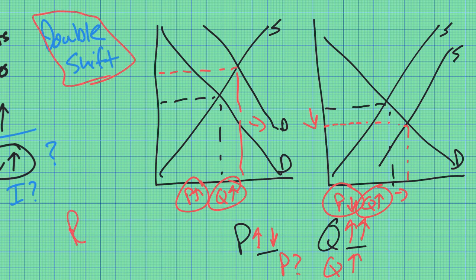And so that is the double shift. One of the rules for double shift is that one of the two is going to be unknown. So that's a lot of information on shifting of the curves and finding new equilibrium points, but a major concept found within Unit 2 of AP Microeconomics.